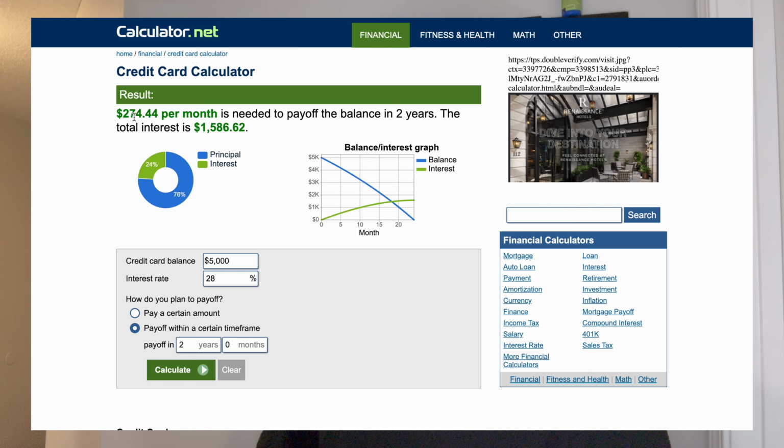If you just double up on your payments, pretty much, you could pay this off in 2 years at an interest rate of 28%. You'd pay $274 a month, and this is the amount of interest you would pay. That's not too bad: $1,500 to borrow $5,000 over 2 years. I would say that's not too bad. A lot of other people might not want to pay anything, but if you don't really have it like that, this is a way that you could get it.